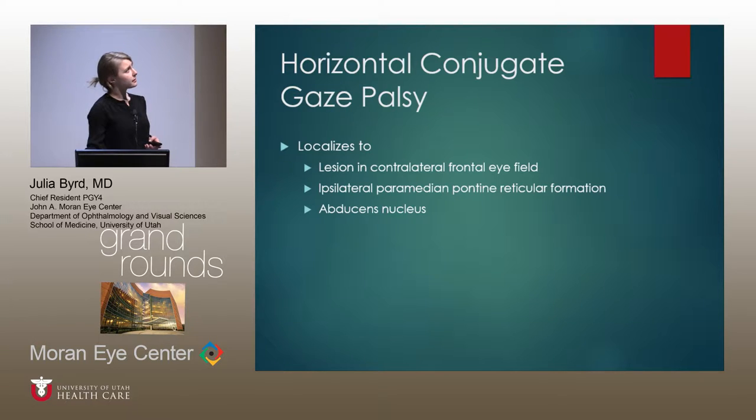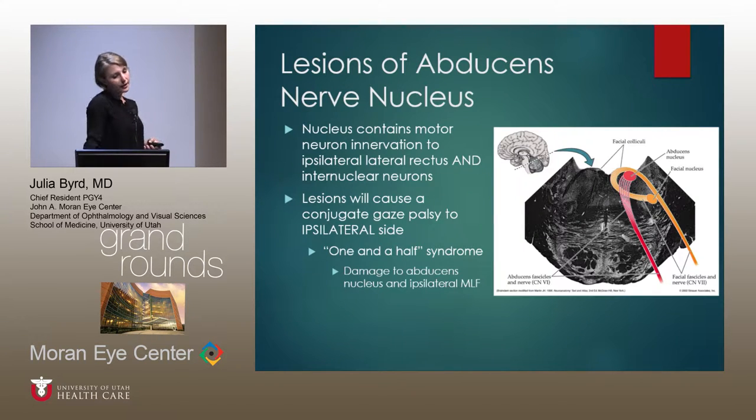I'm just going to talk a little bit about a horizontal conjugate gaze palsy and go over some anatomy and differential. It can localize to a few different locations. A lesion in the contralateral frontal eye field can cause it, an ipsilateral paramedian pontine reticular formation lesion, or an ipsilateral abducens nucleus lesion. If we review the abducens nerve nucleus, we can remember that the nucleus not only innervates the ipsilateral lateral rectus, but it also sends neurons to the medial rectus of the contralateral eye. So if you get a lesion of the nucleus, you do get a conjugate gaze palsy.